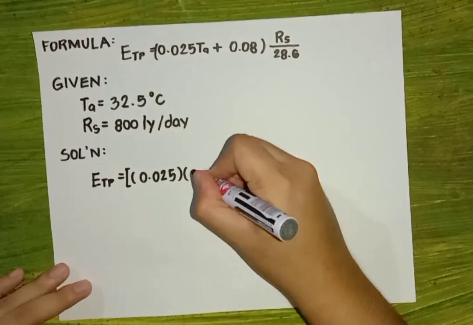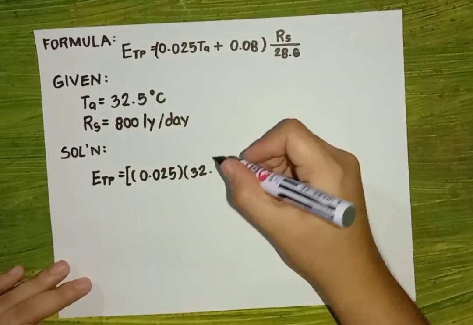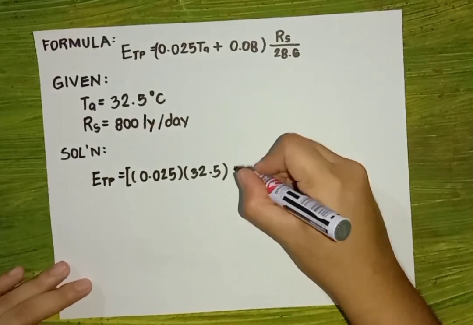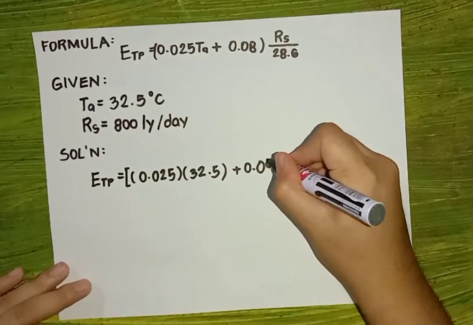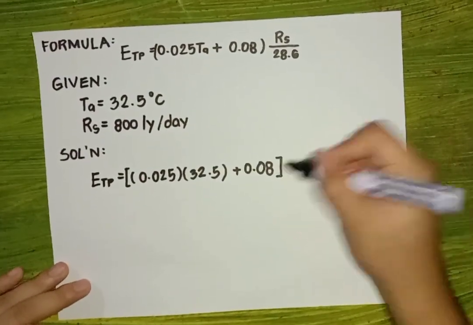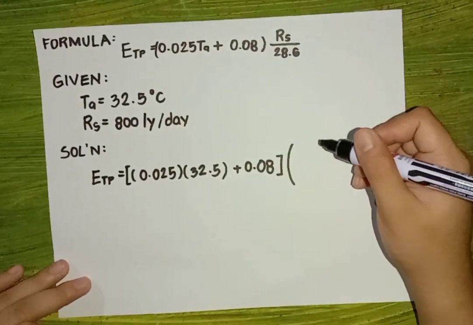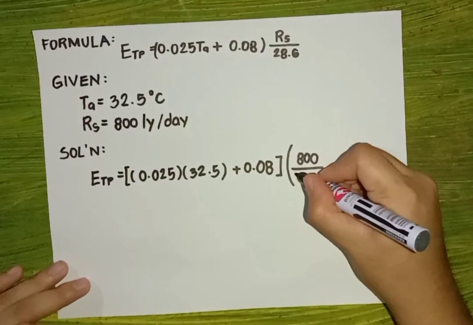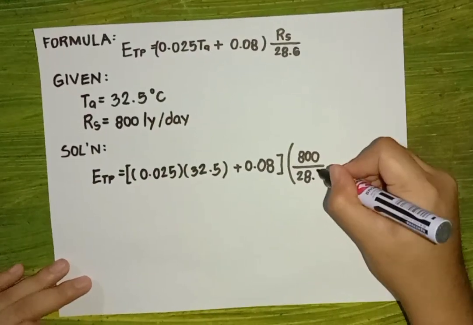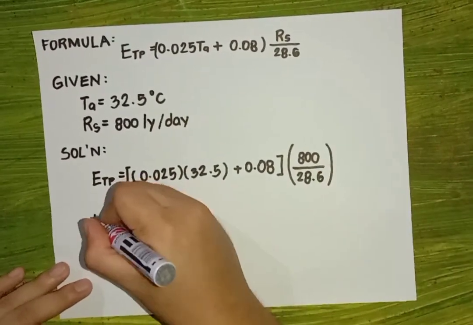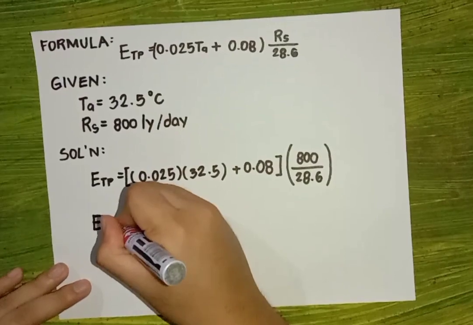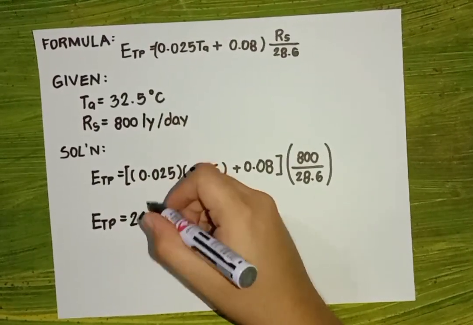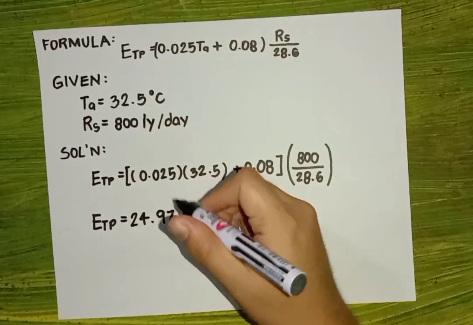0.025 times 32.5 plus 0.08 times 800 over 28.6. Just by substituting the data given, the obtained evapotranspiration is equal to 24.97 centimeter per day.